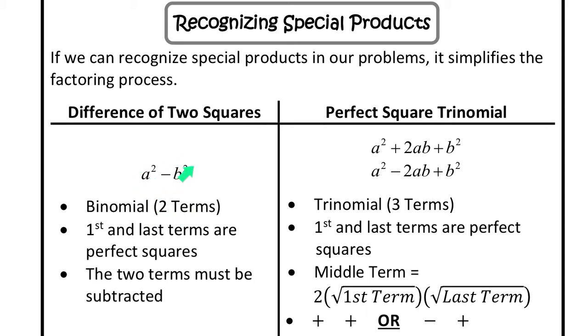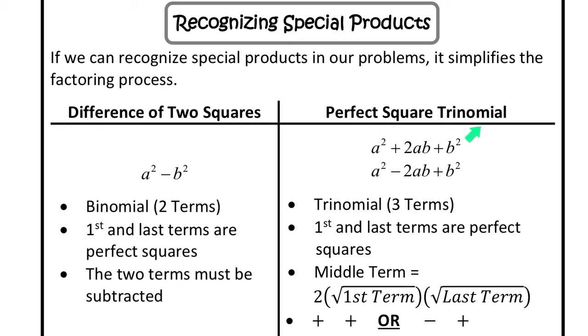If we look at this equation, we notice that there are two terms. The first term is a perfect square, and the last term is a perfect square. And the last characteristic is that there's subtraction going on between the two terms. So these are the characteristics of the difference of two squares. It's usually two terms that are subtracting, and the first and last terms are perfect squares.